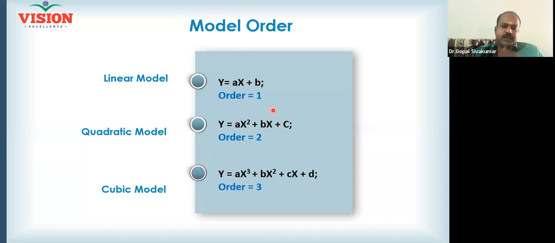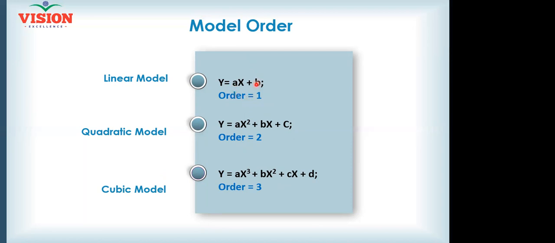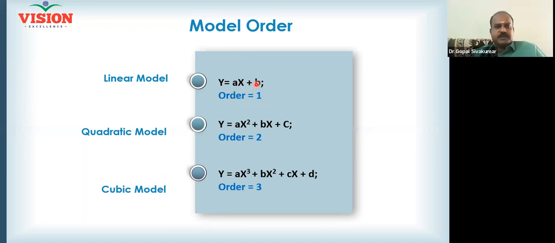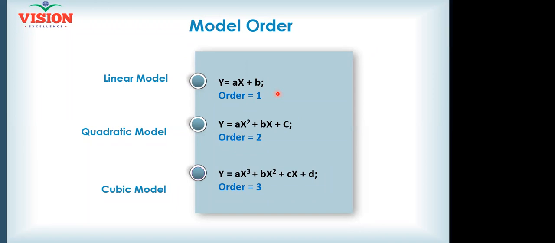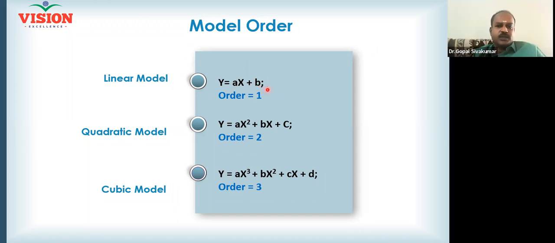Right? If the model is linear, how many constants are involved here? When the model is linear, how many constants are involved? A and B. Only two constants. Under such a situation, just 2 experiments are enough to generate the equation. So when you are doing the design of experiment, the number of experiments required depends on the number of constants that are involved in your equation.